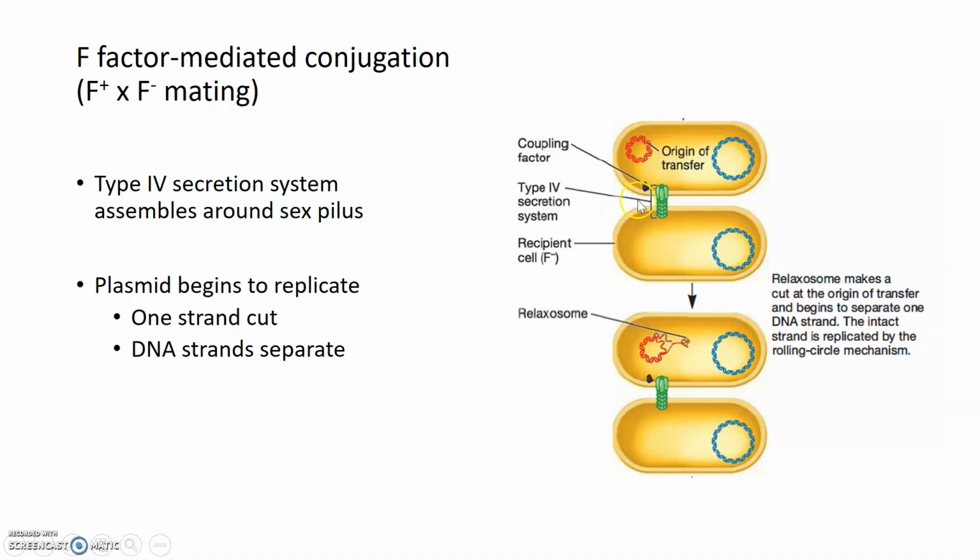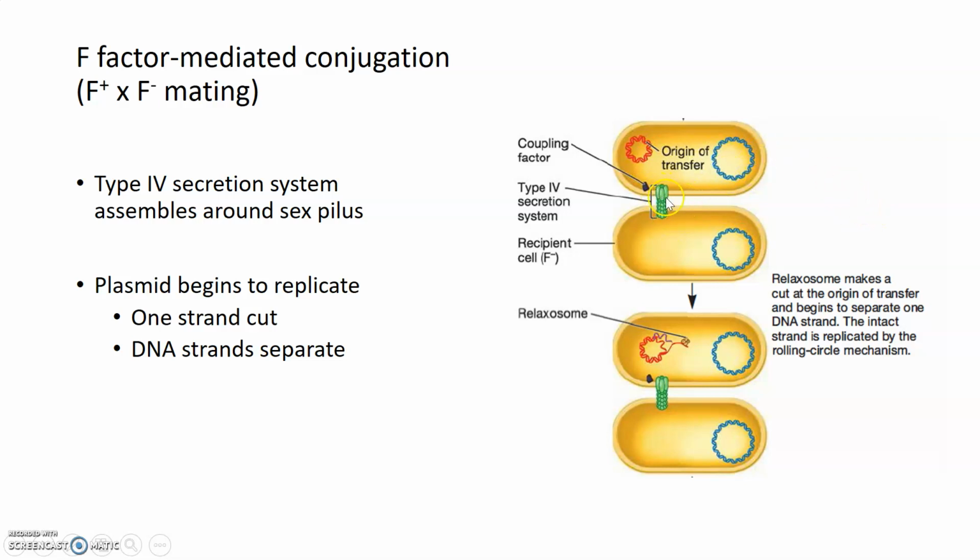The type 4 secretion system can assemble around the sex pilus, and the plasmid, or the F factor, can begin to replicate. There's a special type of replication mechanism that plasmids use during conjugation called rolling circle replication, but you don't have to know the mechanisms for that for the purposes of this class.